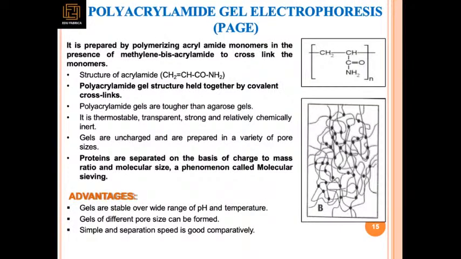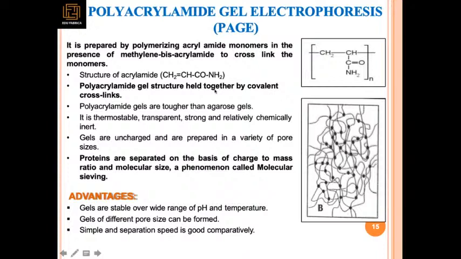So next is the polyacrylamide gel electrophoresis, that is PAGE. It is prepared by polymerizing acrylamide monomers. So we have monomers of acrylamide, CH2CHCONH2, in the presence of methylene bisacrylamide, to cross-link the monomers. So they get monomers like this.